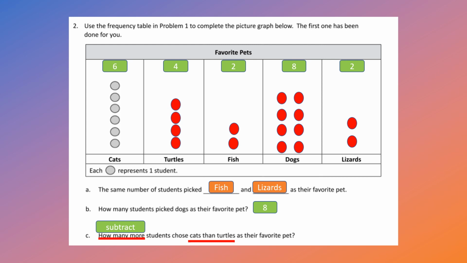So cats is 6, turtles is 4. So your number sentence is going to be 6 minus 4 equals 2. How many more students chose cats than turtles as their favorite pet? Well, 2. But you're going to write your whole number sentence. 6 minus 4 equals 2. And the answer is 2 students. 2 more students chose cats than turtles as their favorite pet.